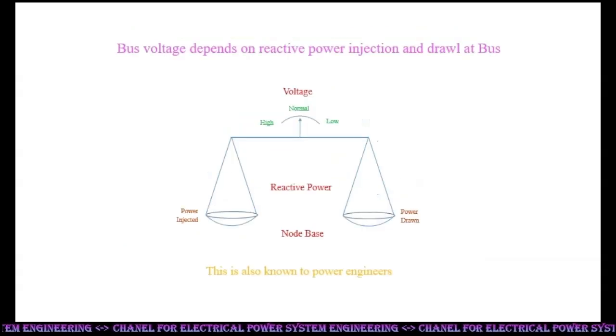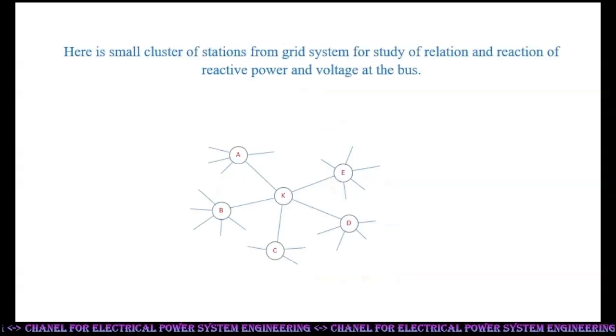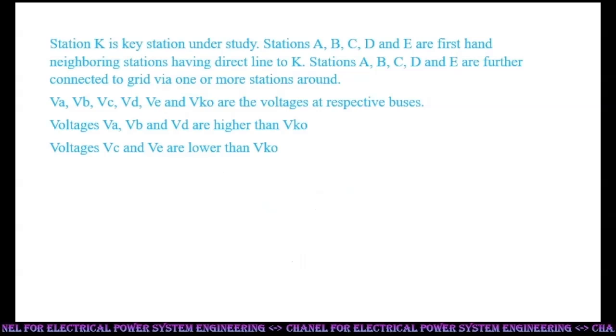Similarly, this sketch and the statement that bus voltage depends on reactive power injection and drawl at the bus may also be known. Here is a small cluster of stations from a grid system for study of relation and reaction of reactive power with voltage level at the bus. Station K is the key station under study.